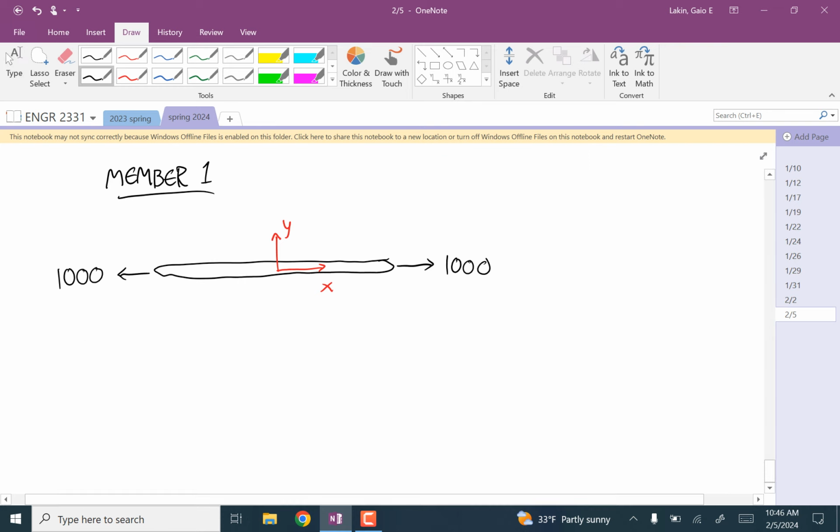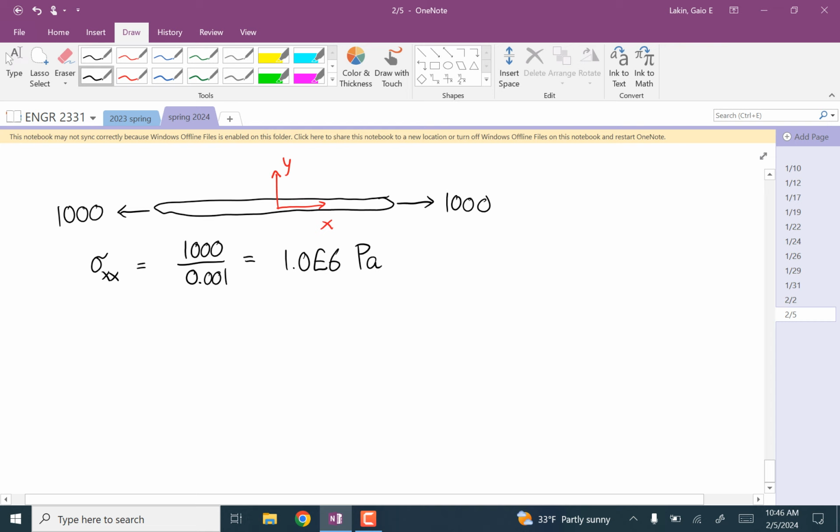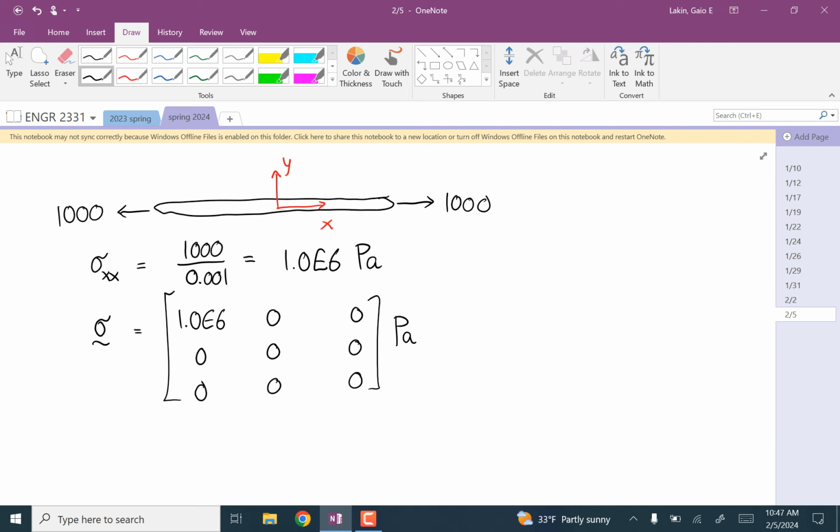And so sigma xx is equal to positive 1,000 divided by 0.001, and that is 1.0 times 10 to the 6 pascals. And so the stress tensor for that material is 1.0 times 10 to the 6, zeros everywhere else. And now that you have that, you could calculate the strains and everything.